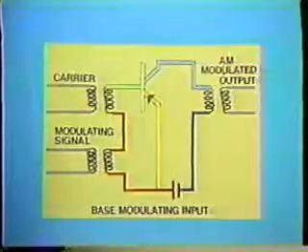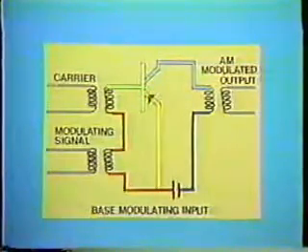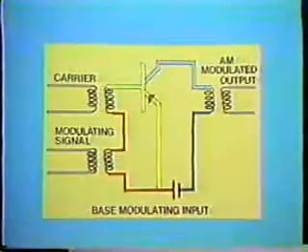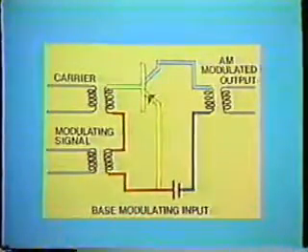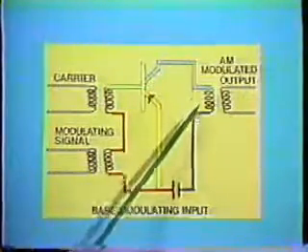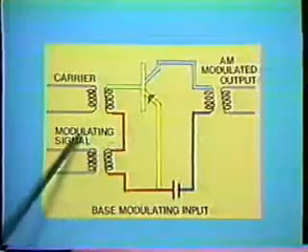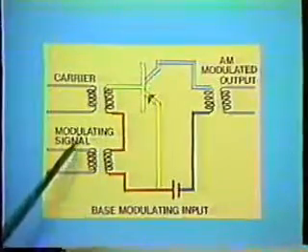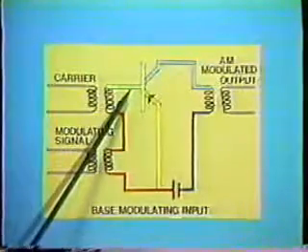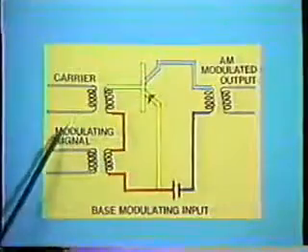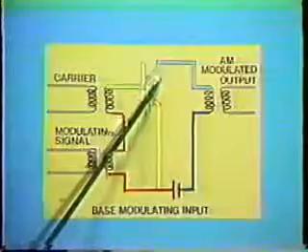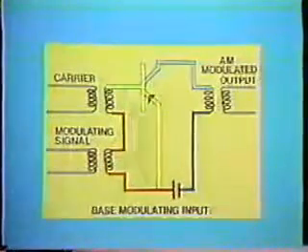When the gain of the amplifier is increased, the output is increased. And when the gain of the amplifier is decreased, the output will decrease. Thus, the amplitude of the carrier at the output of the amplifier will vary at the rate of the modulating signal. The carrier is applied to the input of the amplifier, but the modulating signal can be applied to either the base, the emitter, or the collector of the transistor in the amplifier.